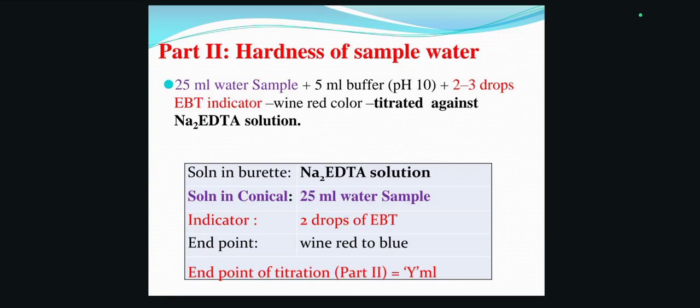Try to understand. In the conical flask you are taking the water sample. In that you are adding a buffer solution. Then in that you are adding an EBT indicator. So three chemicals you are mixing together in the conical flask, and the color of that solution is wine red. And that wine red solution you are titrating with Na2 EDTA, that is the disodium salt of EDTA. So if we summarize it, what we are taking in the burette is the disodium salt of EDTA. What we are taking in the conical flask is the water sample. What we are adding in that is buffer solution and EBT indicator.